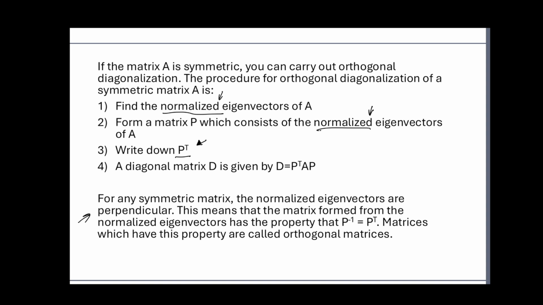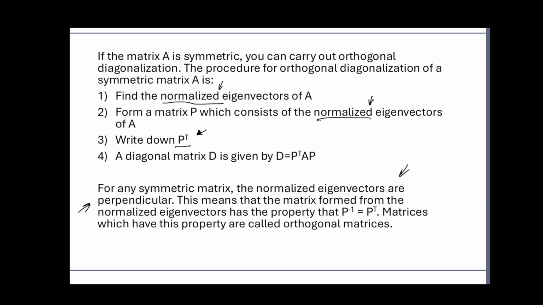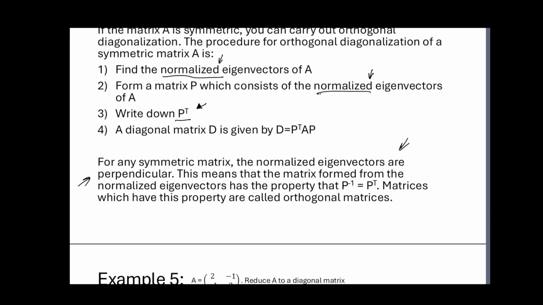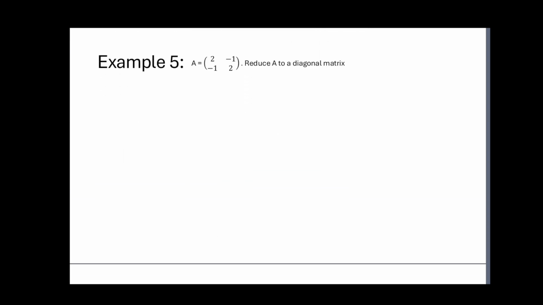If we read this, it says, for any symmetric matrix, the normalized eigenvectors are perpendicular. This means that the matrix formed from the normalized eigenvectors has the property that the inverse of P is equal to the transpose of P. Matrices which have this property are called orthogonal matrices. Okay, this is very interesting. We'll think more about it when we do example 5.